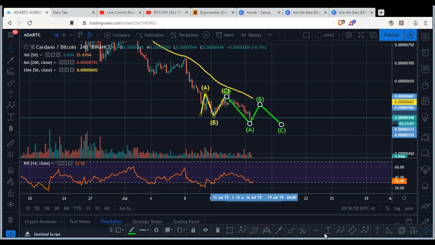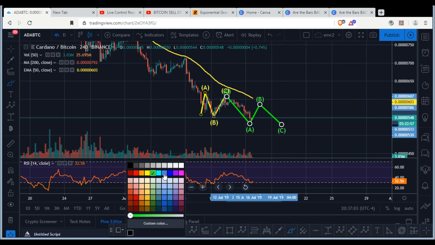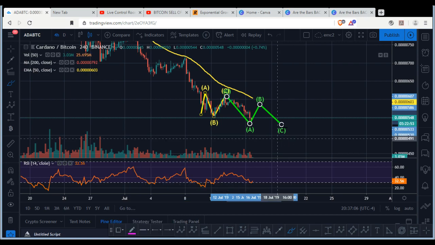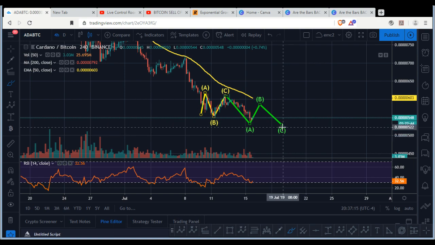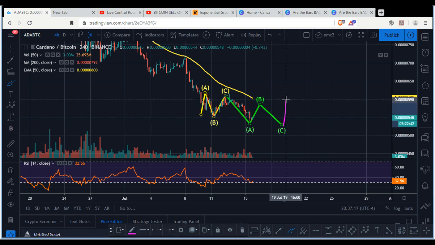All right, and then you're going to get another correction. Let's make this one purple, and then you're going to get this correction, this one. This one can be any correction. It can be another nice flat correction, just like a very impulse wave, like a 10-15% move.